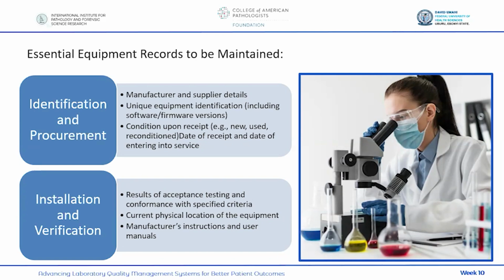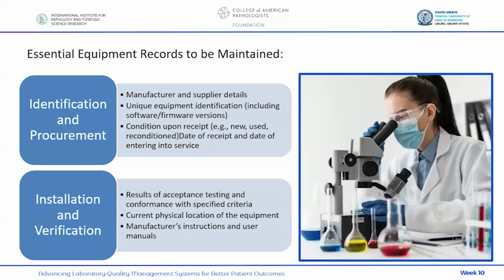The condition upon receipt. Did you buy it? Was it a new equipment when you got it? Was it used? Was it refurbished? You need to put it there. When did you receive it? Because you might receive an equipment today and it might take you like 5 months before you put it into use. So you document the day of receipt and you document the day you started making use of that equipment.